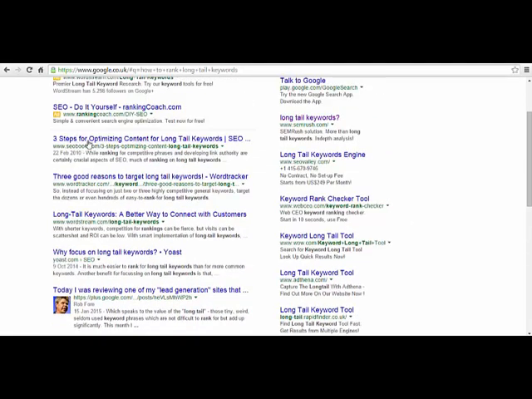You could have a look through the results and see, 3 steps for optimizing content for long tail keywords. See, a lot of people are asking that. So if we went back to Warrior Forum, the person who asked the question, how to rank long tail keywords, all they had to do was type it in Google, and I'm pretty sure there's probably going to be an answer somewhere amongst these.